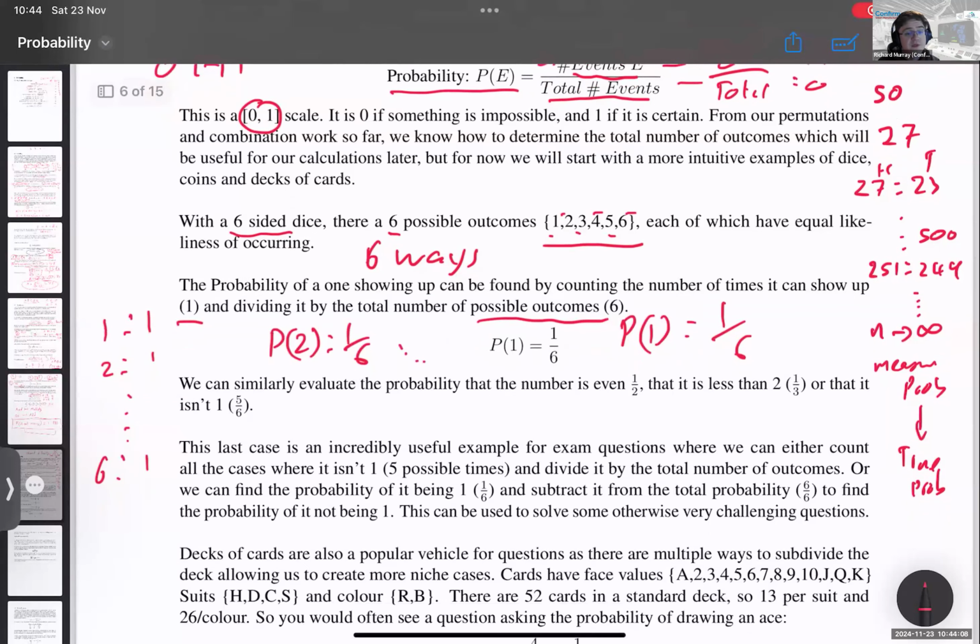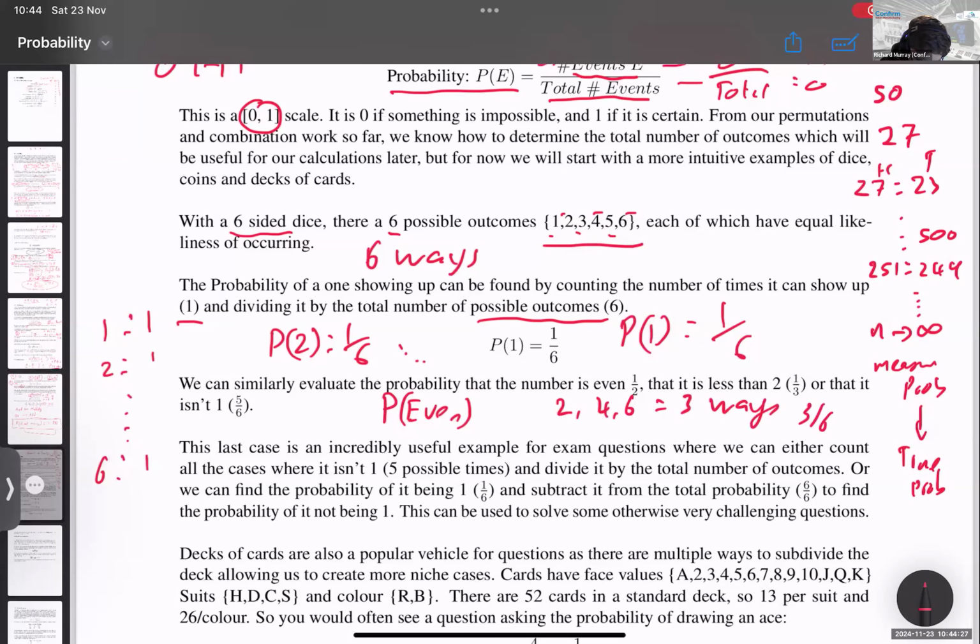If I ask you what the probability of rolling an even number is, so the probability of it being even, we count out the even numbers that are candidate options. We see that there's a 2, a 4, and a 6, which is equal to 3 ways.